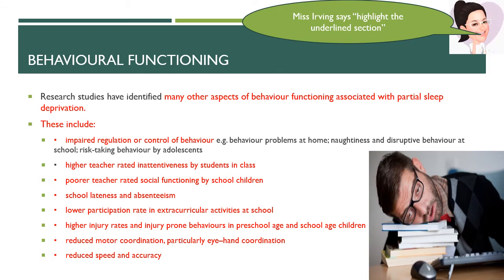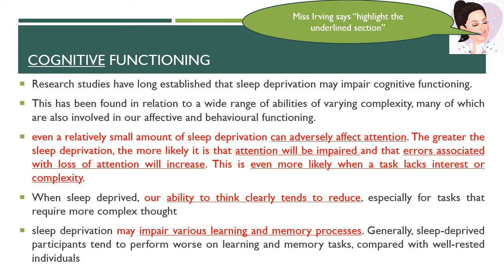Reduced motor coordination, particularly eye-hand coordination. This is because we've got slower reaction times, and reduced speed and accuracy. So it takes them longer to actually think about things and do tasks because they have to think about it constantly. So cognitive is the thoughts. So the issues with thoughts.